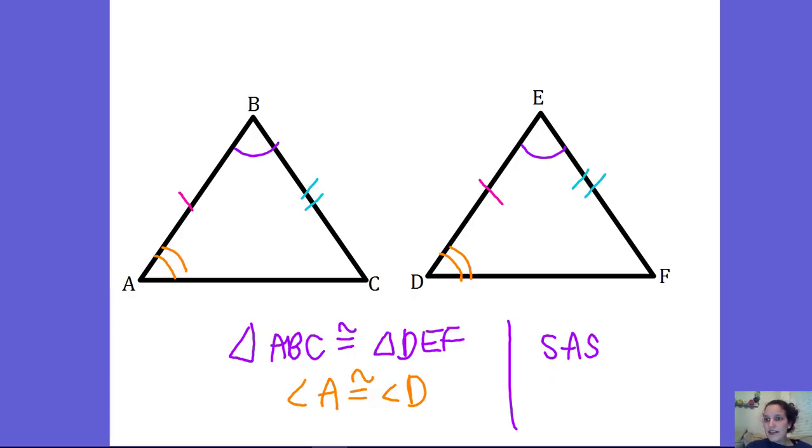Or maybe instead of talking about those angles, maybe I wanted to say that side AC was congruent to side DF. That makes sense. AC corresponds with DF. So I could say that AC is congruent to DF.